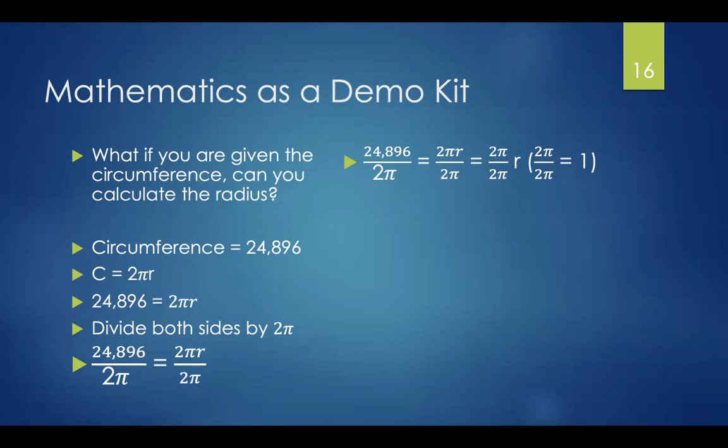Does anyone have a misunderstood there? Okay. So the 2 pi over 2 pi equals 1. So 1 you can remove from the equation, right?